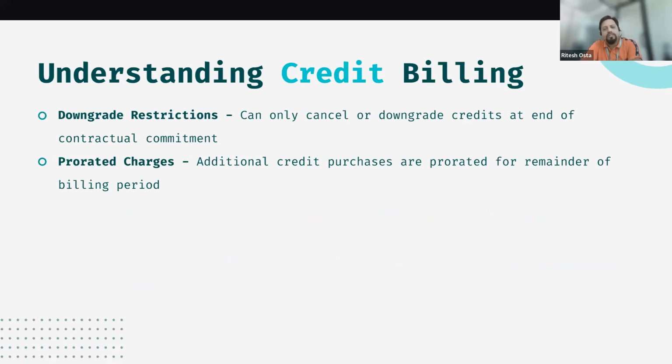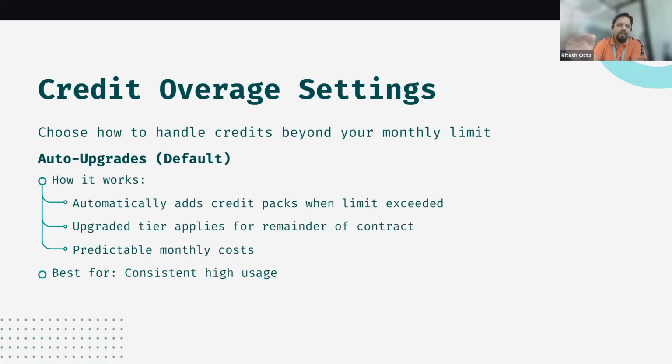So you can only cancel or downgrade credit at the end of the contractual commitment, which can be a monthly commitment as well. And it has prorated charges. That means additional credit purchases are prorated for the remainder of the billing period, right? So that's, on a high level, what the credit billing system looks like.